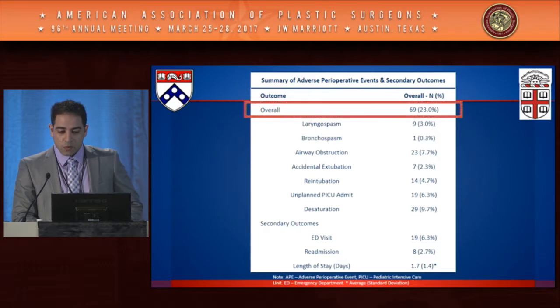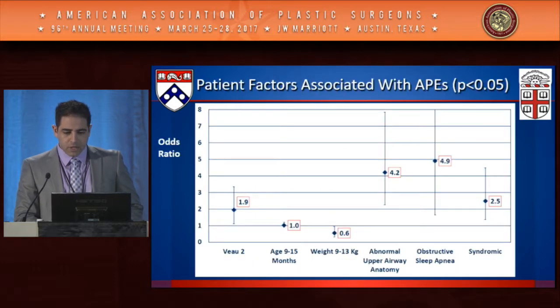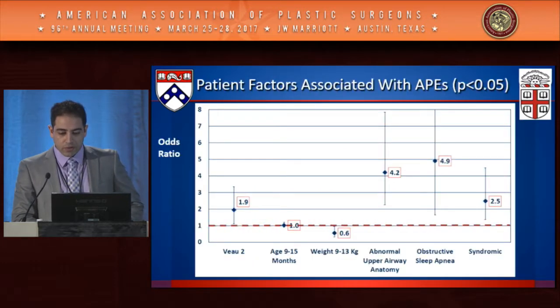Adverse perioperative events overall occurred in 69 cases with an incidence of 23%, the most common of which included airway obstruction and desaturation. Reintubation occurred in about 5% of cases. Regarding patient factors associated with APEs, the most significant of which were abnormal upper airway anatomy and OSA. Other significant factors included having VO class 2 cleft or a syndromic diagnosis. Age notably was not a risk factor, whereas having a weight between 9 and 13 kilograms at the time of repair was found to be protective with an odds ratio of 0.6.